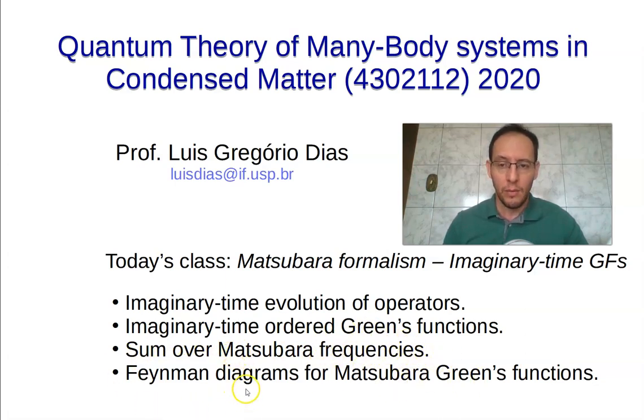And then we can do perturbation theory with Feynman diagrams using these Matsubara Green's functions. And with that, we can calculate expected values and so on and so forth at finite temperatures. So let's get into it.